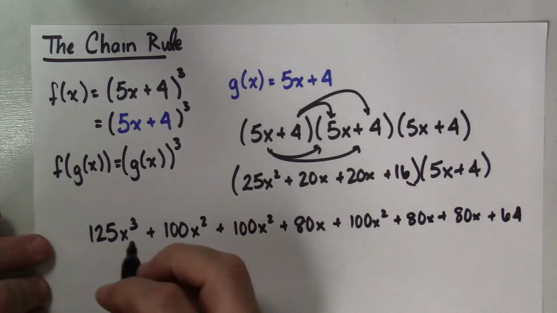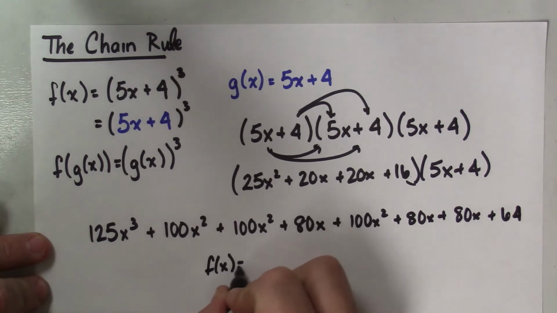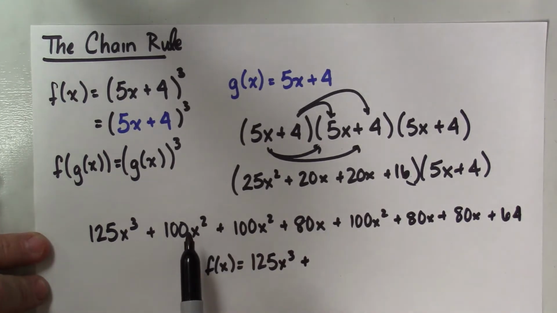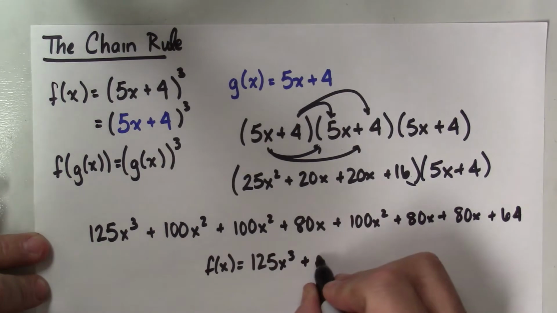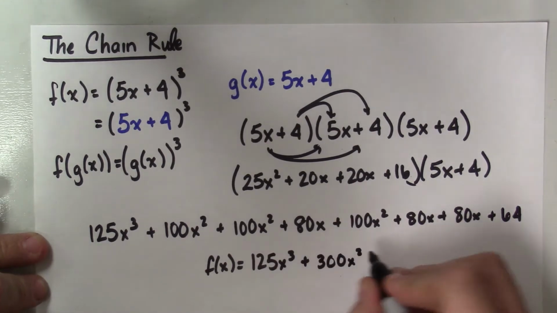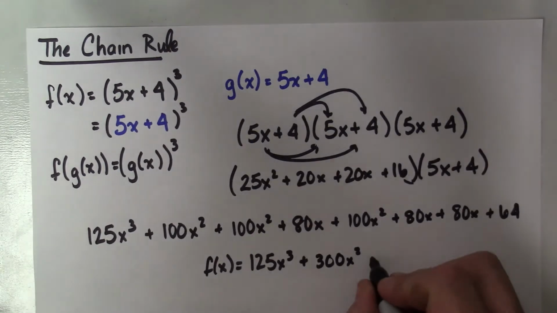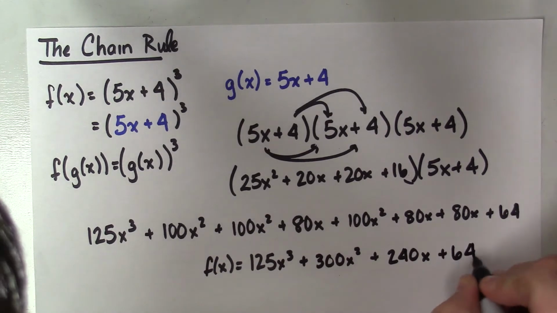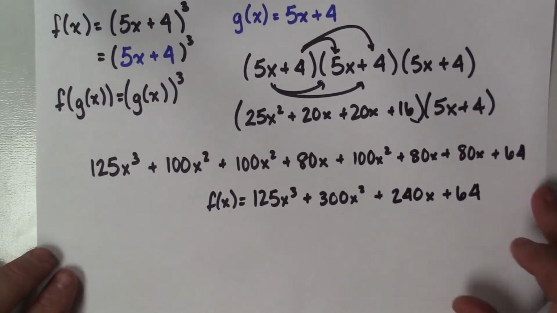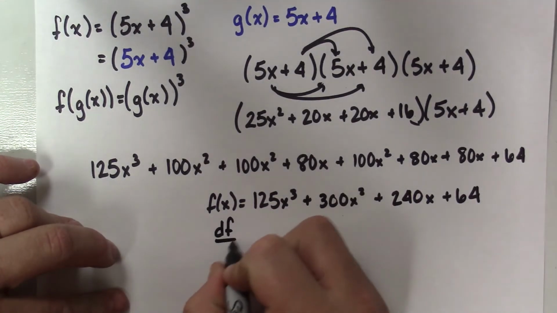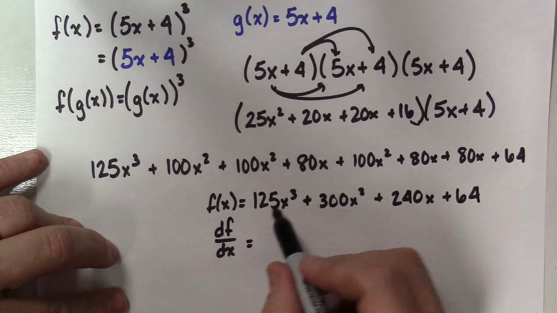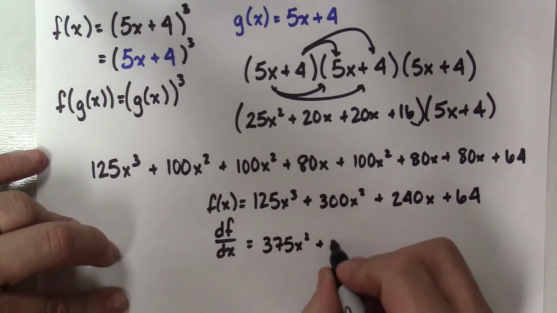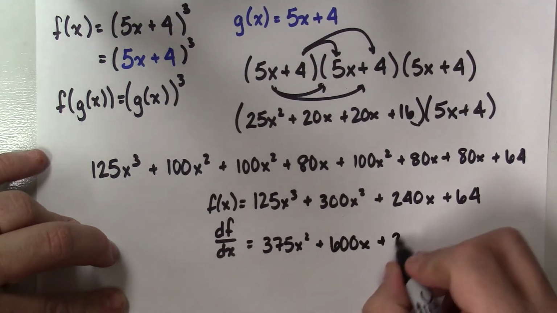So combining like terms, I've got that f of x equals 125x cubed plus 100 plus 100 plus 100, so that's plus 300x squared, plus 240x plus 64. Okay? Now, using our rules from before, the derivative of f with respect to x is 3 times 125, which is 375x squared, plus 2 times 300 is 600x, plus 240.